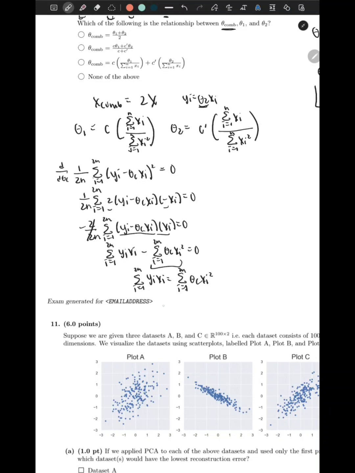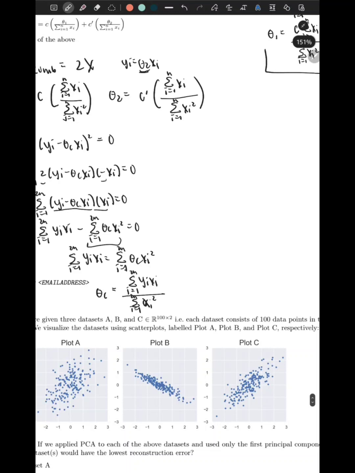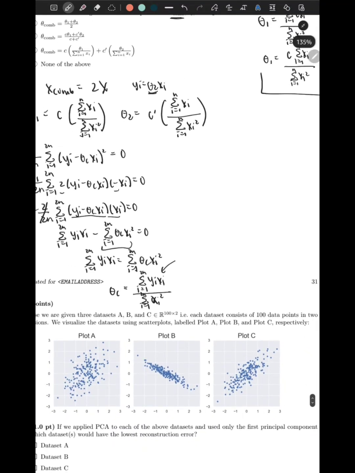We can just pull the theta c out because it's a constant, so theta c is equal to summation i equals 1 to 2n of yi xi over the summation i equals 1 to 2n of xi squared. Okay, so now what we can do is actually split apart this top summation, because this summation is equal to just summation i equals 1 to n of yi xi plus summation i equals 1 to n of yi xi. So we have it twice, and then the bottom still remains the same.